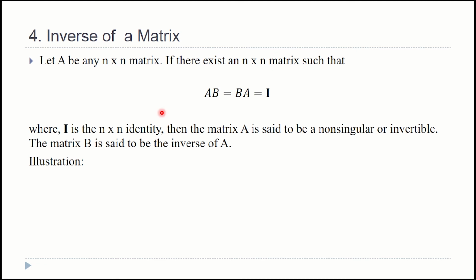Inverse of a matrix. Let A be any n by n matrix. If there exists an n by n matrix B such that A times B is equal to B times A is equal to I, where I is an n by n identity, then the matrix A is said to be non-singular or invertible. The matrix B is said to be the inverse of matrix A.